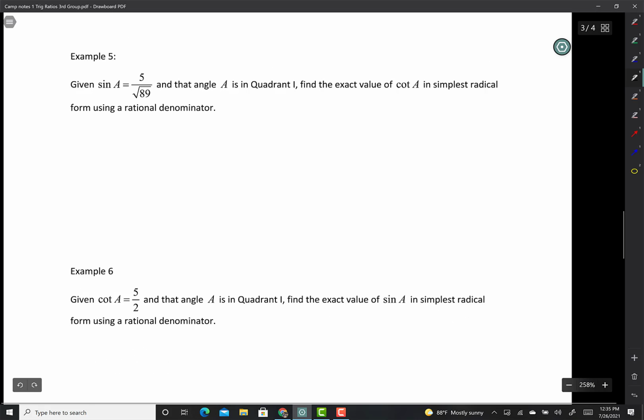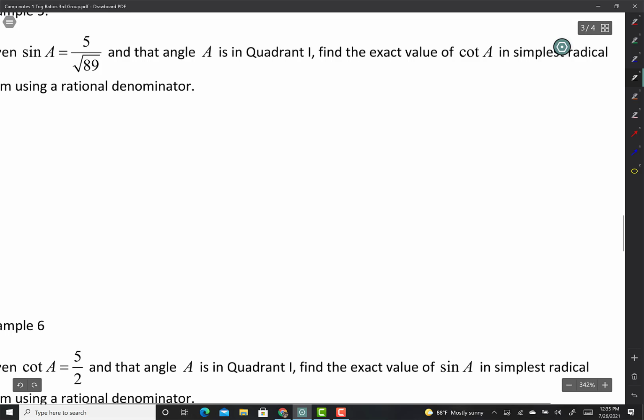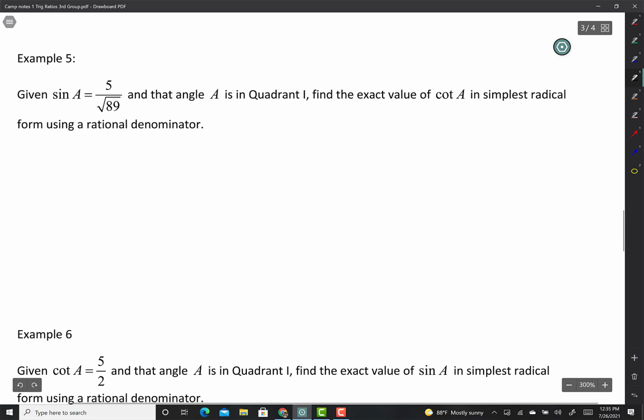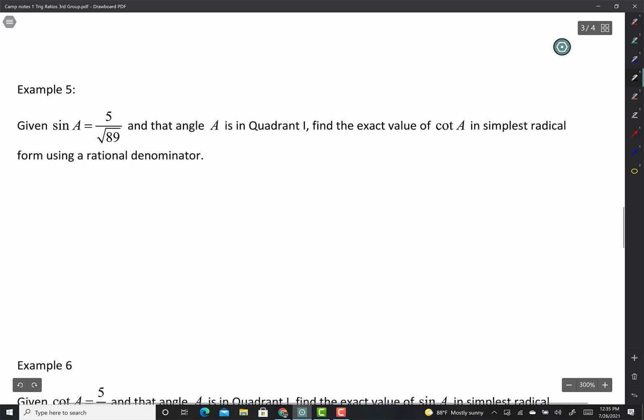These are fun now. They get a little harder, and let's read them together. It says, given sine A is equal to 5 over square root of 9, and that angle A is in quadrant I. What is it talking about, quadrant I? Find the exact value of cotangent A in simplest radical form using a rational denominator.